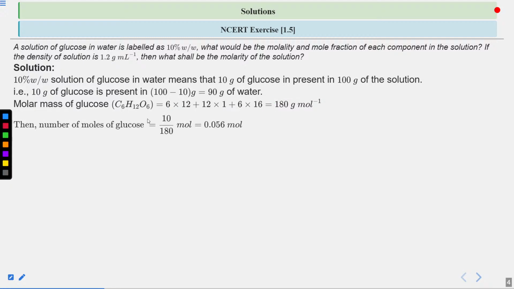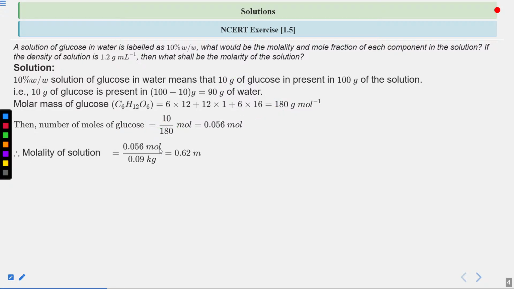Now what will be the number of moles of glucose? It will be given weight by molecular weight. We have already seen that in a 10% weight by weight solution, we have 10 gram of glucose in 100 gram of the solution. So the given weight is 10. What will be the molar weight? It is 180. If you divide both of these, you will get the number of moles of glucose as 0.056 moles.